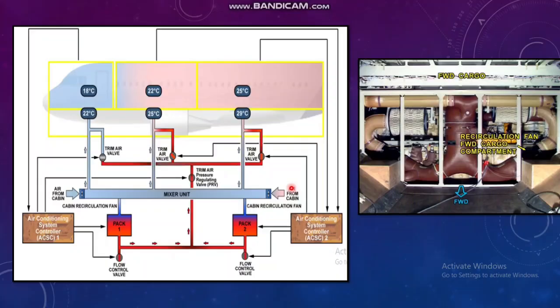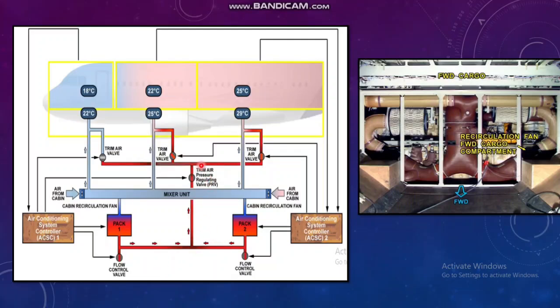The mixer control unit has a cabin recirculation fan, which uses cabin air to reuse the same air and reduce the pack demand. From the mixer unit, it takes three tappings: one for the cockpit, one for the forward cabin, and one for the aft cabin. There will be a duct temperature sensor for this ducting, which you will see in the ECOM also. Then it goes to the cabin, so the cabin zone temperature you will also see in the ECOM.